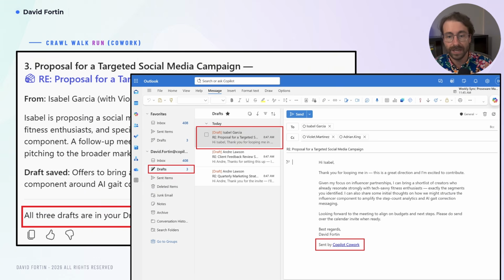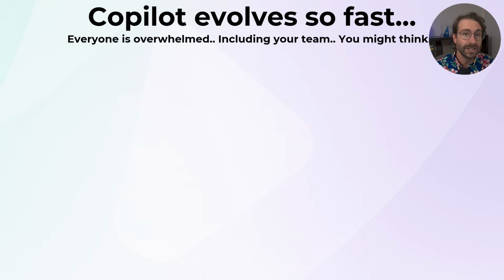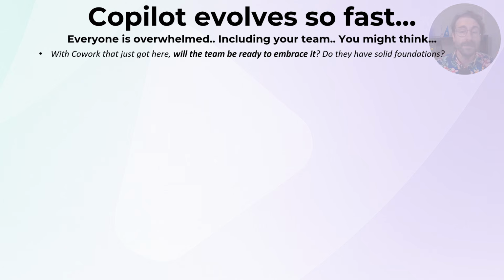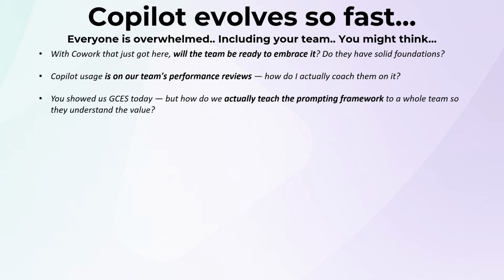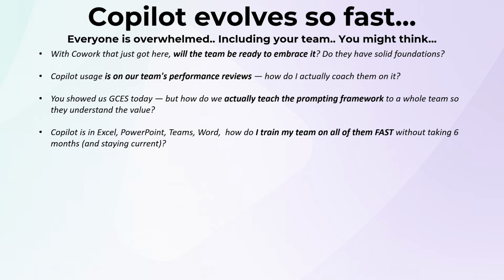Crawl, walk, run. Okay, so I have exactly something for you. Copilot evolves so fast, everyone's overwhelmed, including your team. And you might think the following: okay, with Cowork that just got here, will the team be ready to embrace it? Copilot usage is on our team's performance review. How do I actually coach my team? You showed us the GCES today, but how do we actually teach a prompting framework to a whole team so they understand the value, okay?